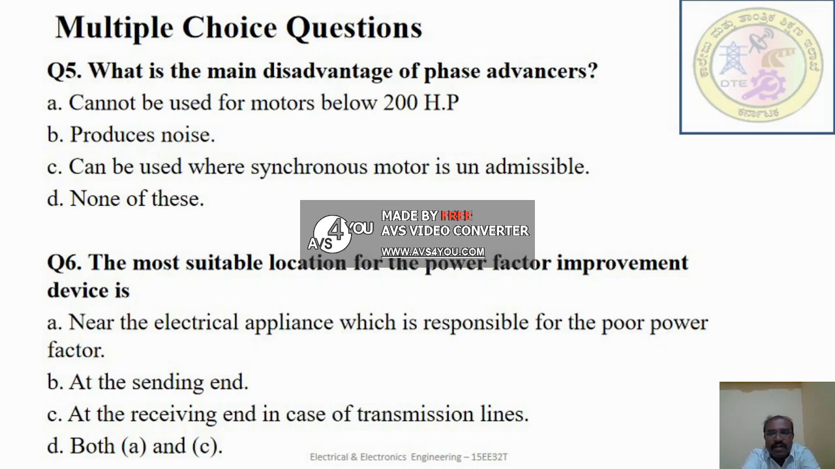That means approximately 150 kilowatt. Sixth question. The most suitable location for the power factor improvement device is? Options are near the electrical appliances which are responsible for poor power factor, at the sending end, at the receiving end in the case of transmission line, both A and C. The correct answer is near the electrical appliances which are responsible for poor power factor and at the receiving end in the case of transmission line. Option D, both A and C options are correct.